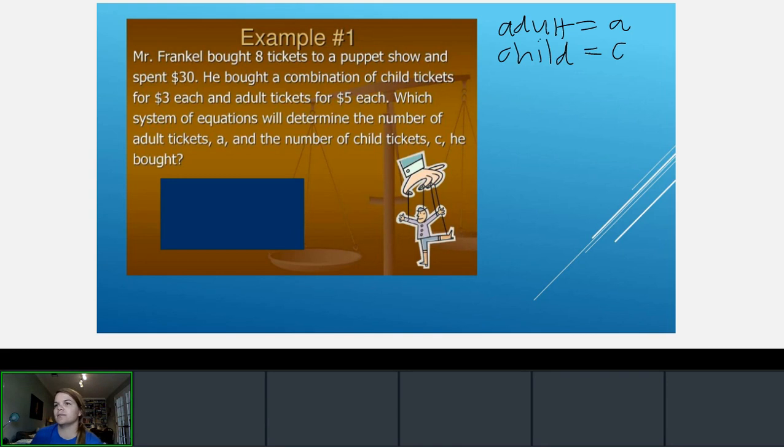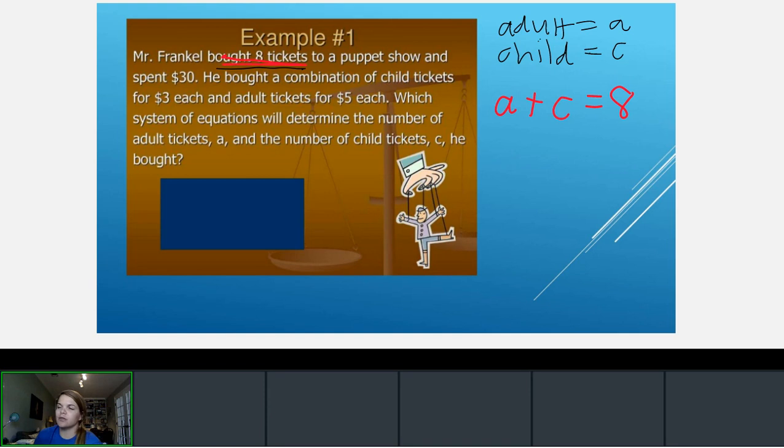So the first thing I'm going to ask myself is, okay, go back to my problem. What was the first relationship or first piece of information they gave me? It says that he bought 8 tickets. So my first equation is going to describe that relationship. So 8 tickets total. He bought a combination of adult plus child. So if he bought 5 adult, 3 child, it has to equal 8. Okay, so adult tickets plus child tickets, 8 tickets total.